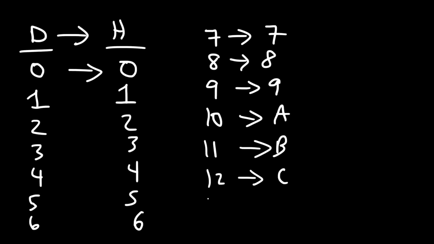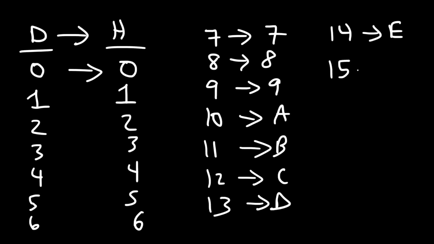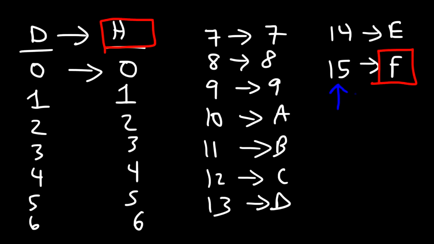12 corresponds to C, 13 corresponds to D, 14 corresponds to E, and 15 corresponds to F. So F is the highest digit in the hexadecimal system. Notice that the highest number that we see here is 15. Now, the hexadecimal system is a base 16 system, and if you include 0, we have a total of 16 numbers. So just keep that in mind.